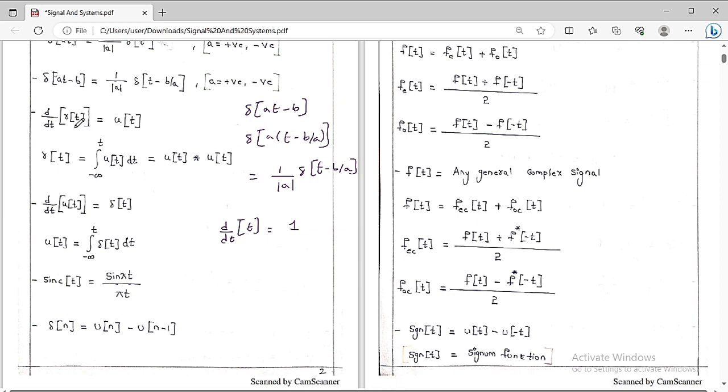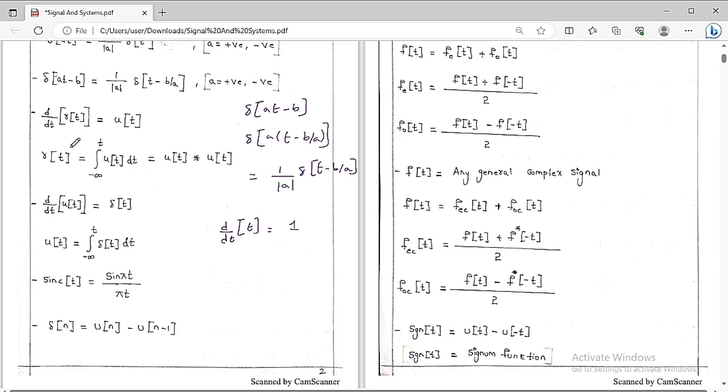Then what is r of t? Reverse. If the step signal is the derivative of the ramp signal, it means the ramp signal is the integration of the step signal. So r of t is equal to integration from minus infinity to t of u of t dt. We can write it like this. We can also write this as u of t convolution u of t. You can write either one, both are the same.